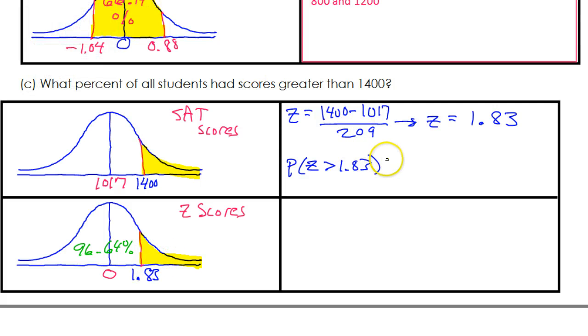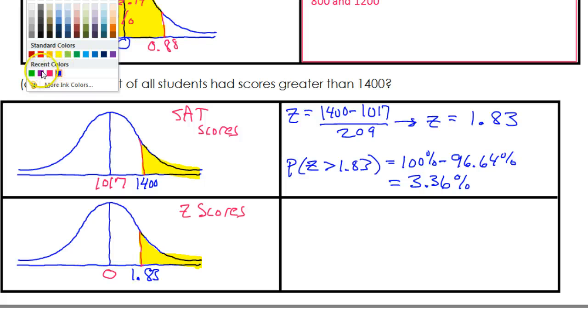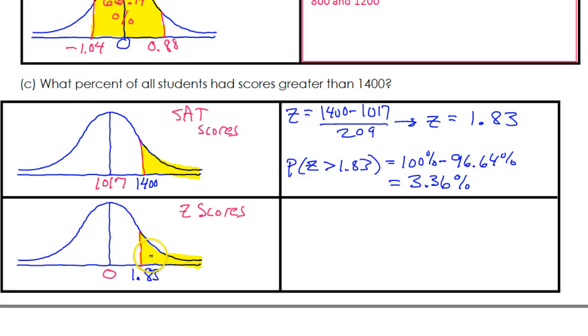So just remember that. So we're going to do 100% minus this 96.64%. And that's what you always have to do anytime it's to the right like this. Okay, so just put that in your calculator. So there's the number that we want, 3.36%. Alright, a very low percentage indeed. These are the best of the best students on the SAT. Okay, so that's what this number is over here.